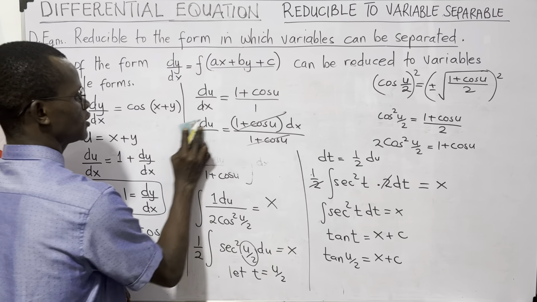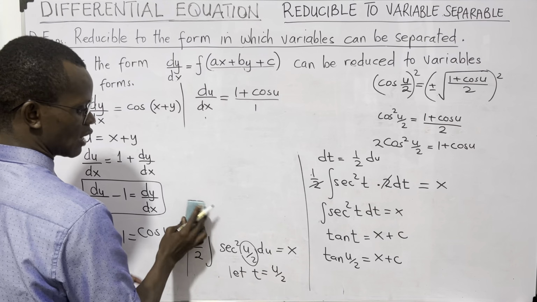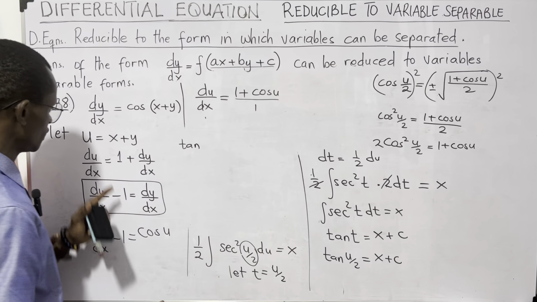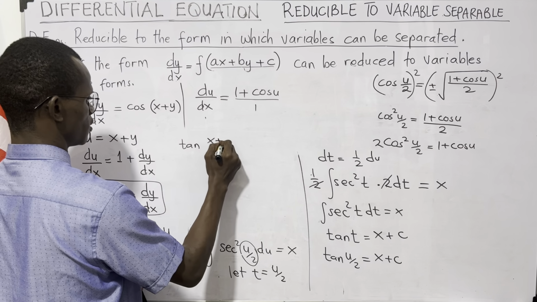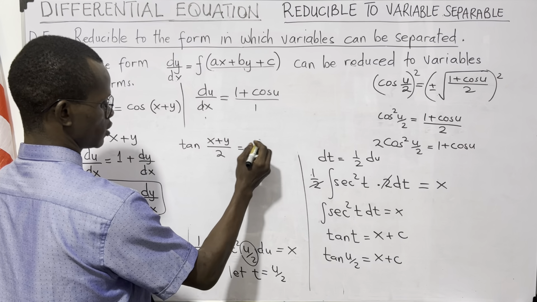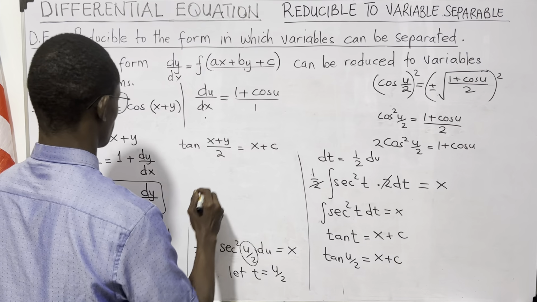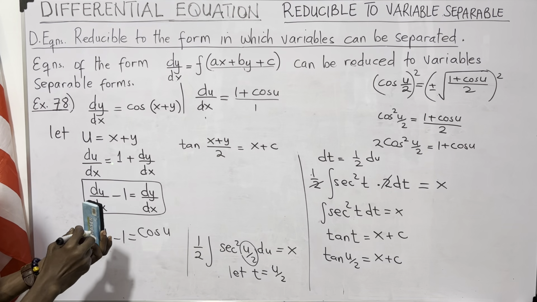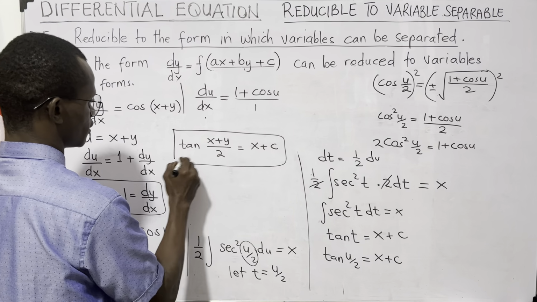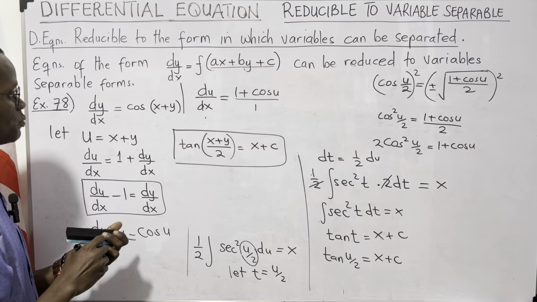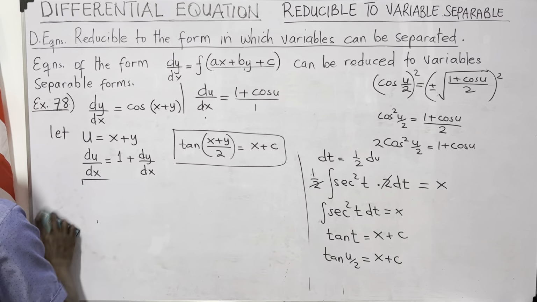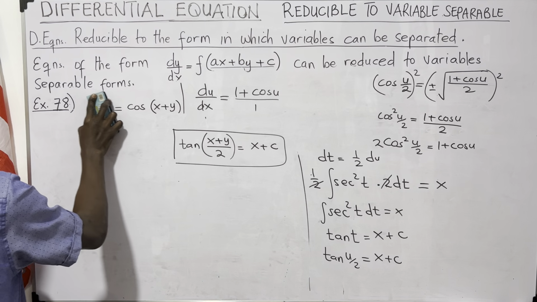And then what is our u? So we have tangent of u over 2, that is, tangent of x plus y all over 2, equals x plus c. Good. So this is now our final answer for this problem. So let's solve another problem.